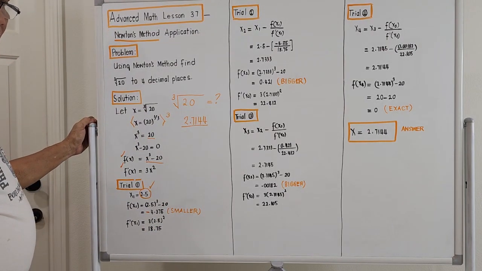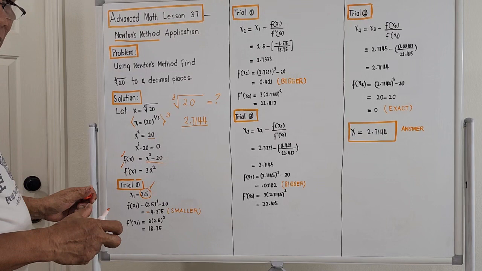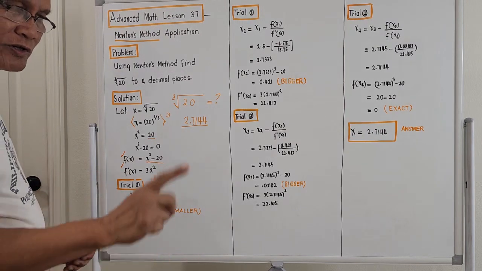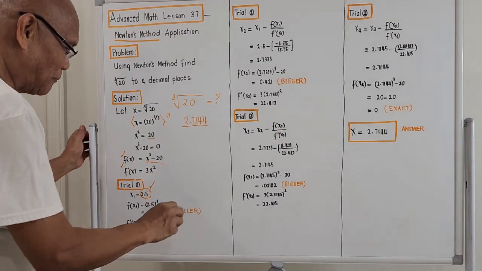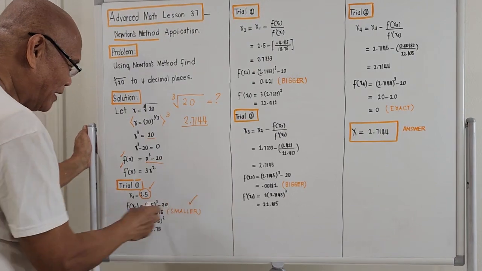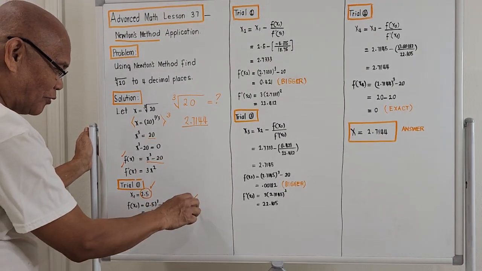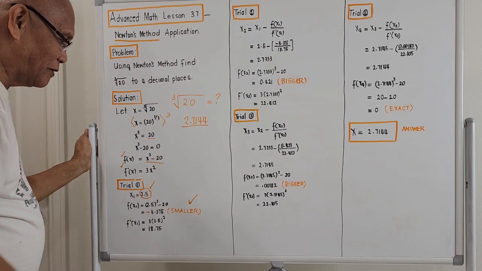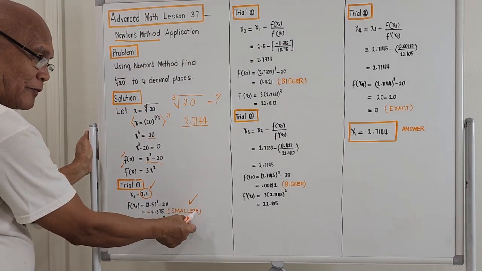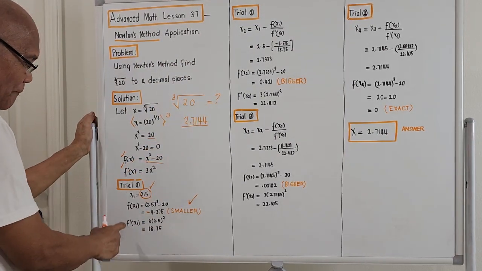Okay? It's negative, meaning the assumed initial trial value is actually smaller. So I place it here, smaller. Meaning the assumed value 2.5 is smaller than the required correct value. So I place it here, smaller. Let's try to compute for f prime of x1.